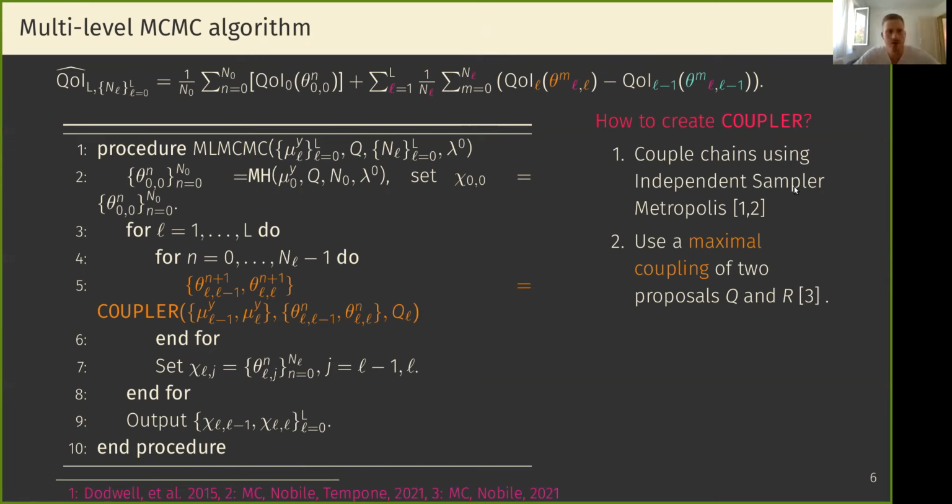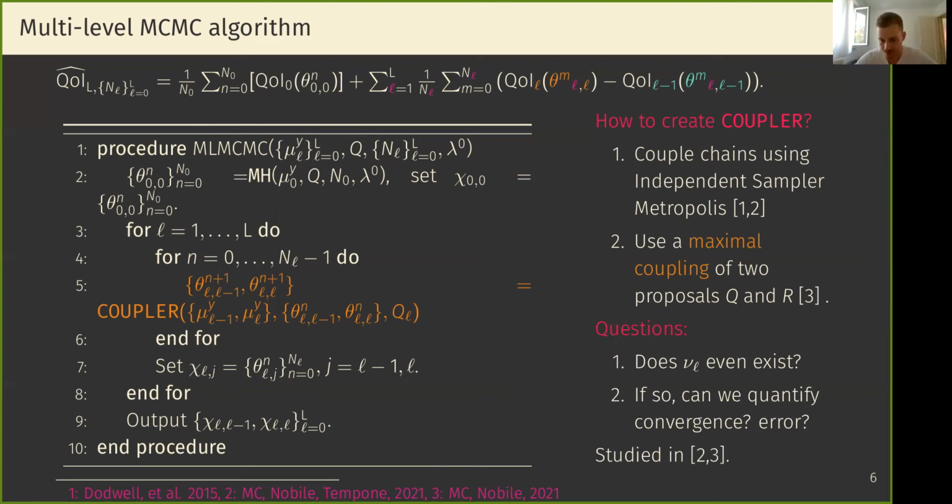And to do so, there are two main approaches. The first one is to couple chains using an independent sampling Metropolis, which is more or less what is advocated in this paper by Dodwell et al. And also in this paper by Professor Tempone, Professor Novelli, and myself. Or the second approach is to use a maximal coupling of two proposals, Q and R, which is what we advocate in this current work and what I will be discussing a bit later on.